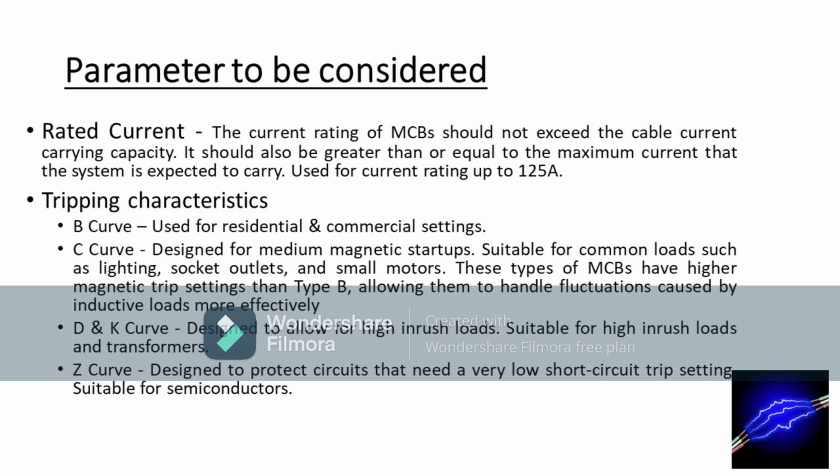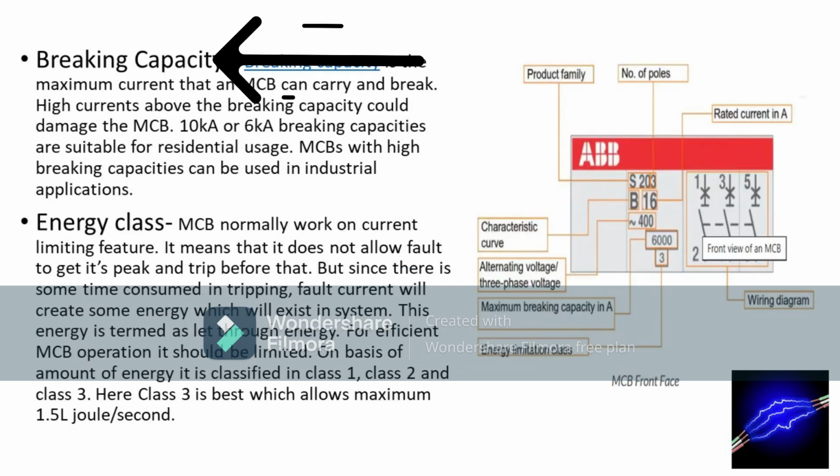Next is Z curve. This is basically designed for very sensitive electronic devices suitable for semiconductors. These have a very low short circuit tripping setting, so once the current goes above the rated current, it will trip the MCB. The next point is the breaking capacity.